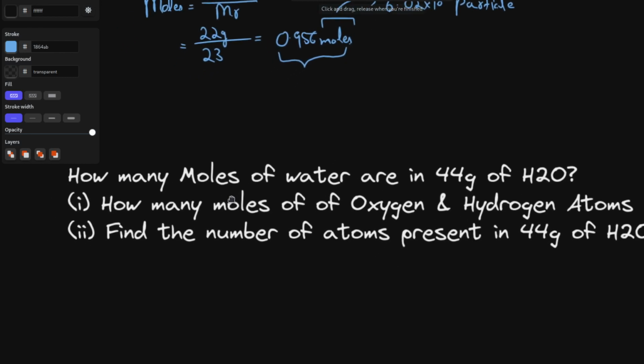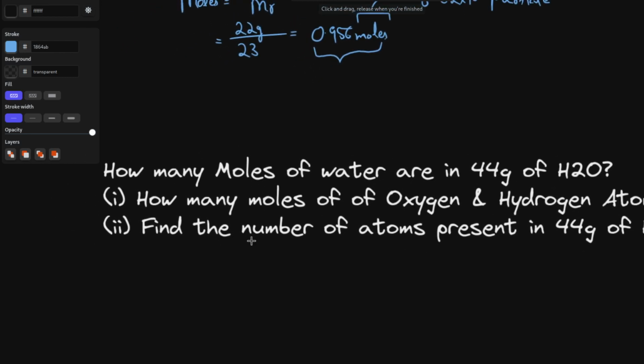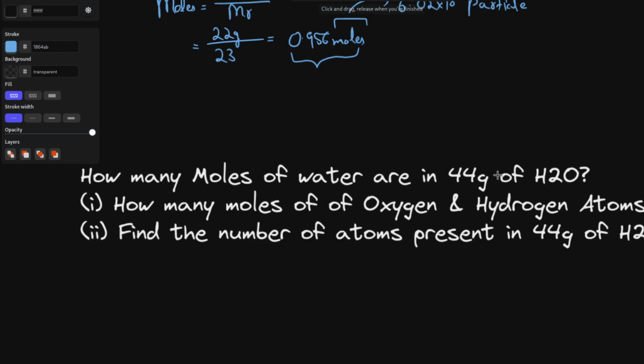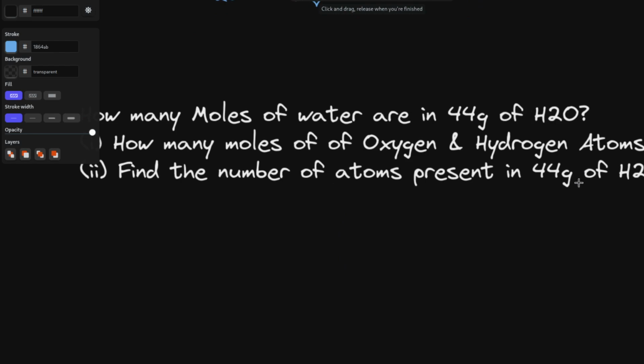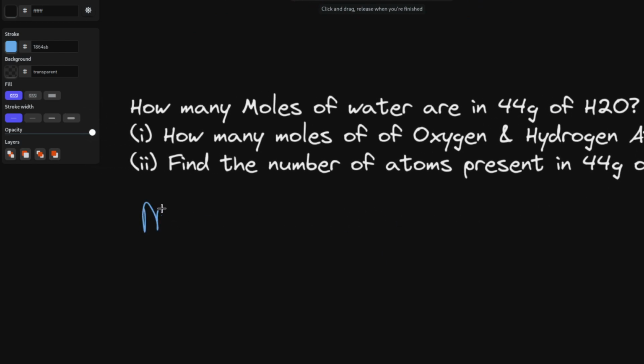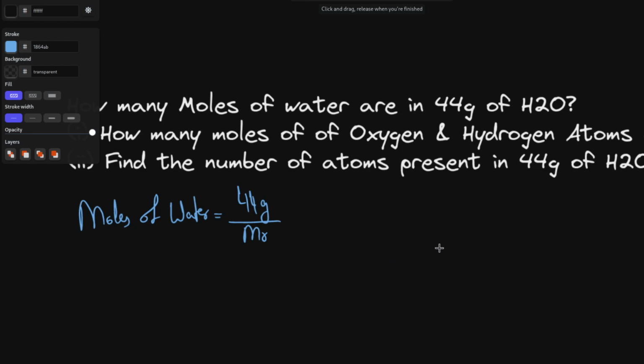How many moles of water are in 44 grams of H2O? All right. So again, we will be going over it step by step. The moles of water would be equal to 44 grams in mass of water upon the MR, or the molecular mass of water, and that can be calculated by just counting how many atoms and what atoms are present.